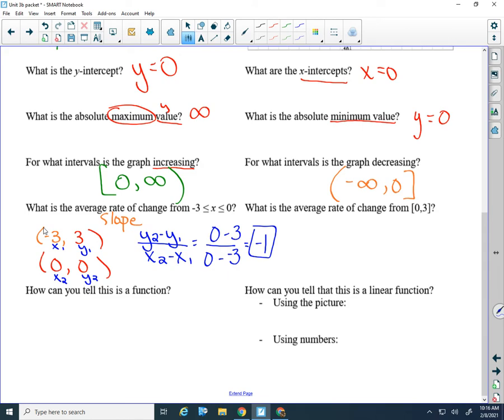Now the next problem, what is the slope from the interval 0 to 3? That's asking you the exact same thing. I just put it in different notation. So our point is 0, 0, and the x value is 3, 3. Try to plug that into your slope formula and see if your answer matches mine. So we do y2 minus y1 over x2 minus x1, and you end up with a 1.